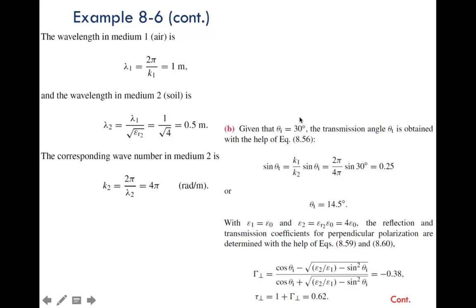Now, given that the incident angle is 30 degrees, we can find the transmission angle by using the relationship between theta transmitted and theta incident, k1 and k2, and we get that the transmission angle is 14.5 degrees. This is basically Snell's law. Now epsilon 1 is equal to epsilon naught, and epsilon 2 is equal to 4 epsilon naught. We can then plug in for the transmission and reflection coefficients and get the following.